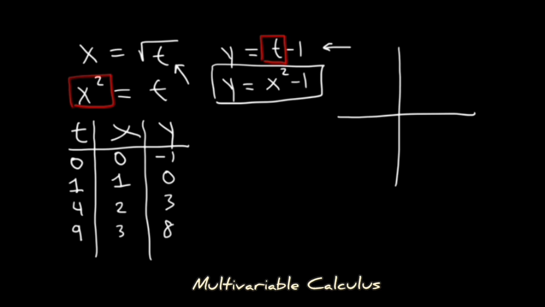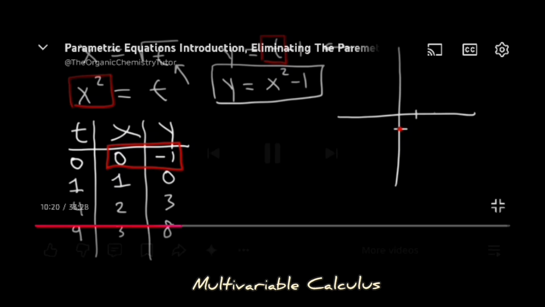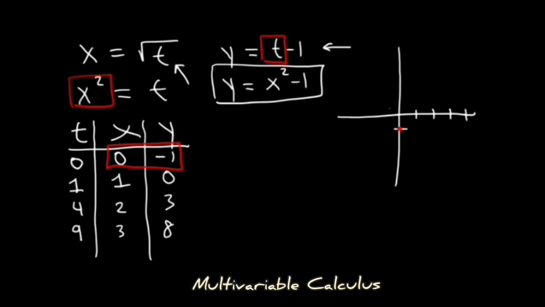So the first point that we need to plot is 0, negative 1. That's the y-intercept. Now the next point that we need to plot is 1, 0, which is here. And then after that, we need to plot 2, 3. And we're not going to plot 3, 8. It's too far. So we can see the graph is going in this direction. So here t is 0, and then we have t equals 1, and for this point t equals 2.